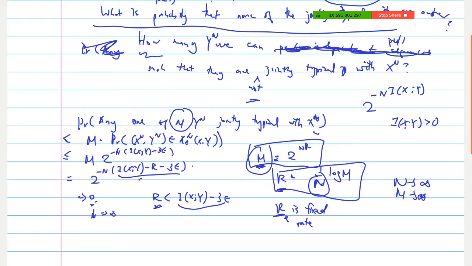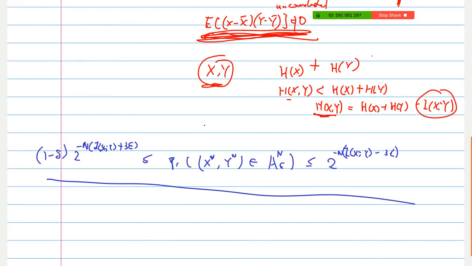So as long as r is less than I(X;Y) minus 3 epsilon, and note that this epsilon is arbitrary, right? We can make it arbitrarily small. So essentially, as long as we make r less than I(X;Y), then we can ensure that none of the sequences yn drawn from the source py will be jointly typical with xn. So that was the packing lemma we talked about last time.